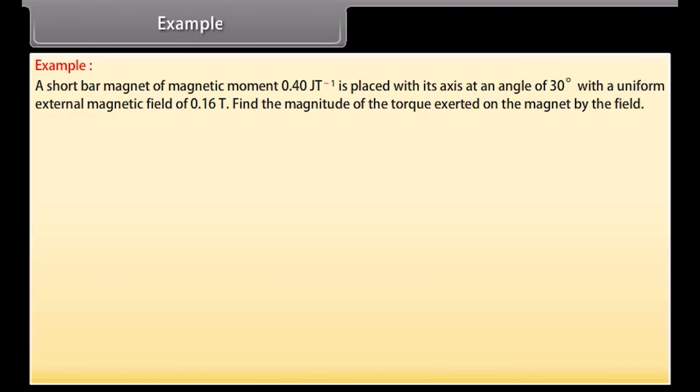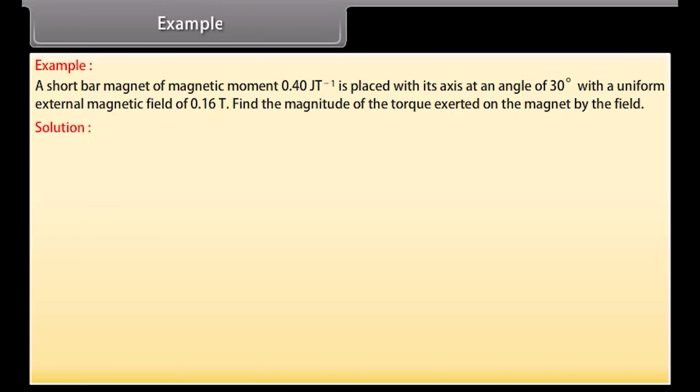Example. Let's take an example of dipole in a uniform magnetic field. A short bar magnet of magnetic moment 0.40 joule per Tesla is placed with its axis at an angle of 30 degrees with a uniform external magnetic field of 0.16 Tesla. Find the magnitude of the torque exerted on the magnet by the field.